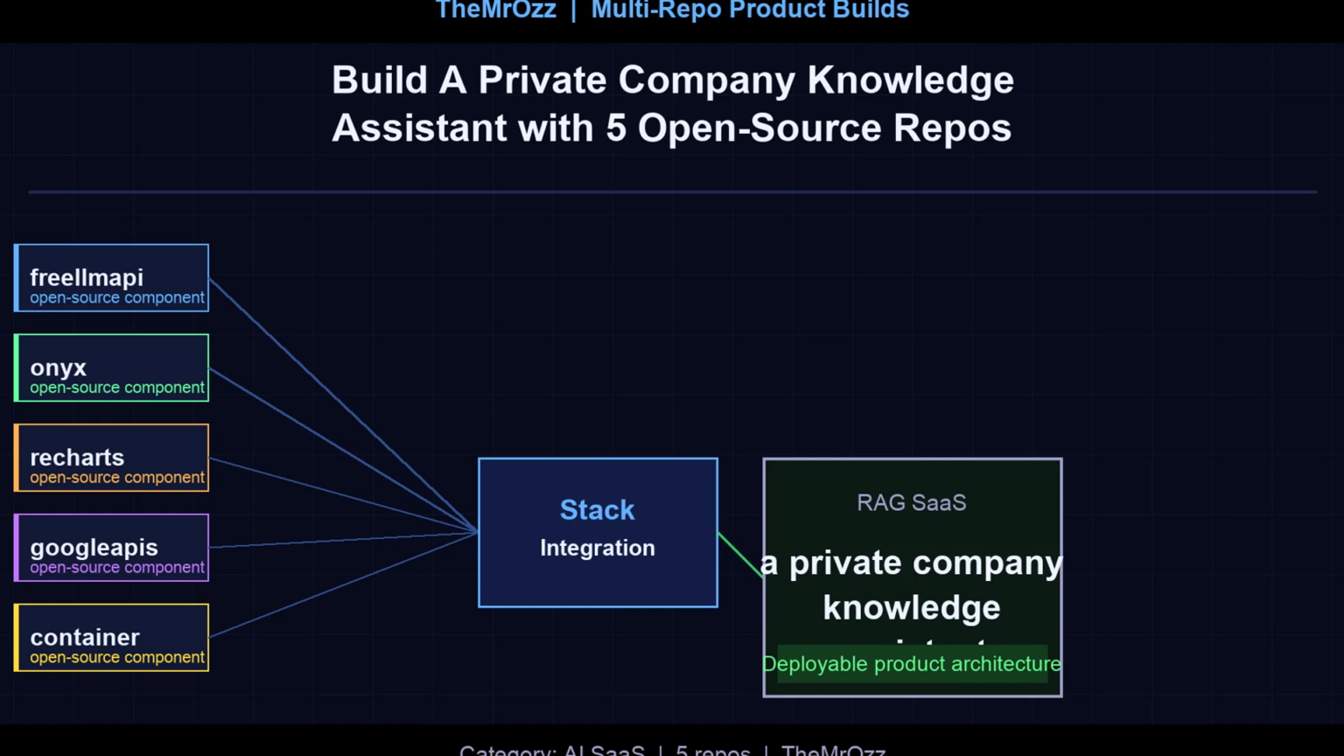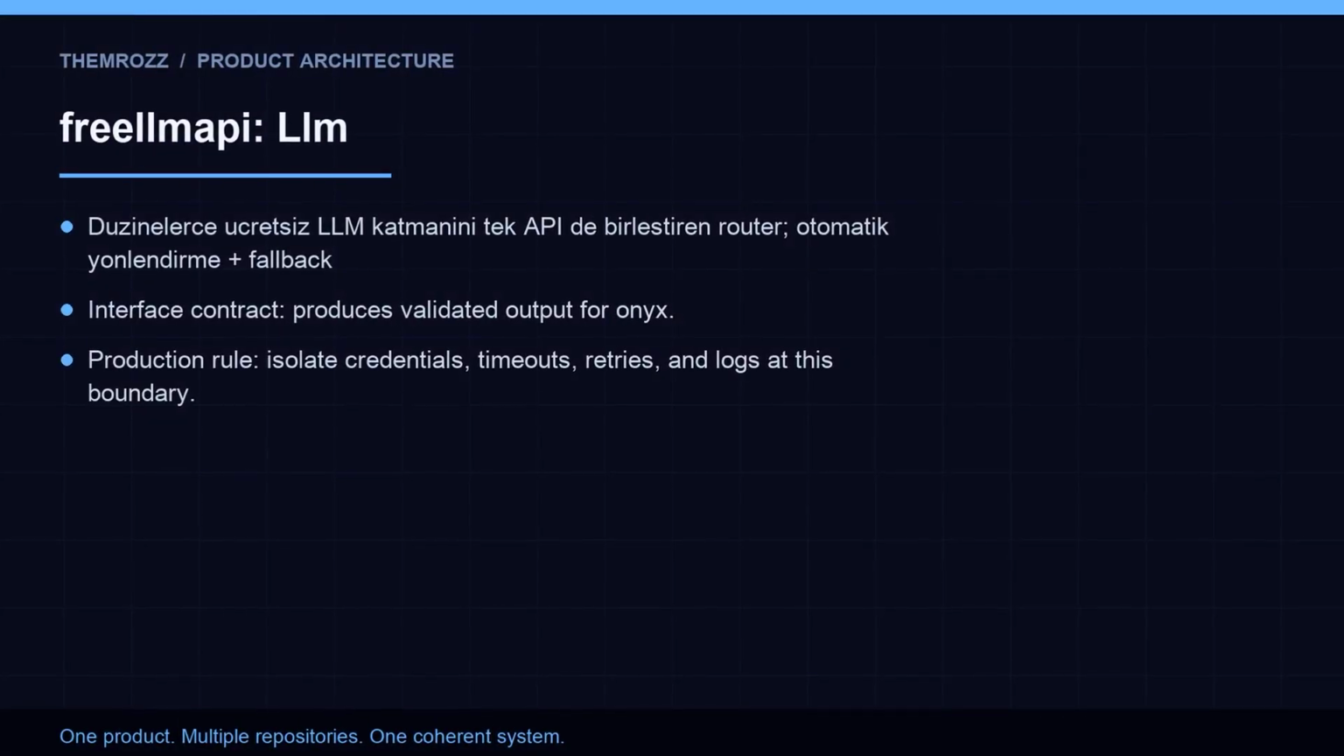The Googleapis package provides organizational data access. The RAG pipeline connects to Google Sheets for structured reference data, Google Drive for document discovery and ingestion, and Google Calendar for time-sensitive context like meeting summaries and scheduled deadlines. These connections feed fresh organizational data into the Onyx knowledge base automatically.